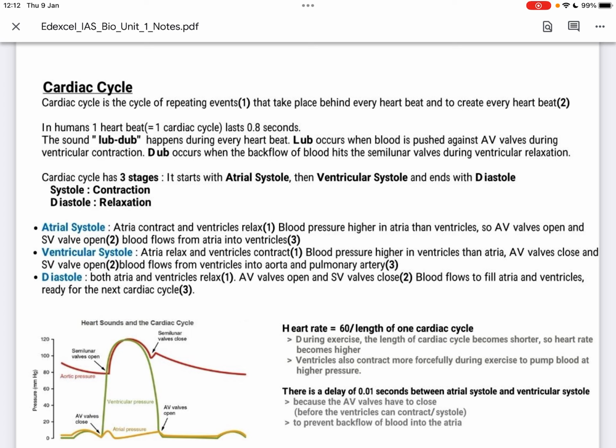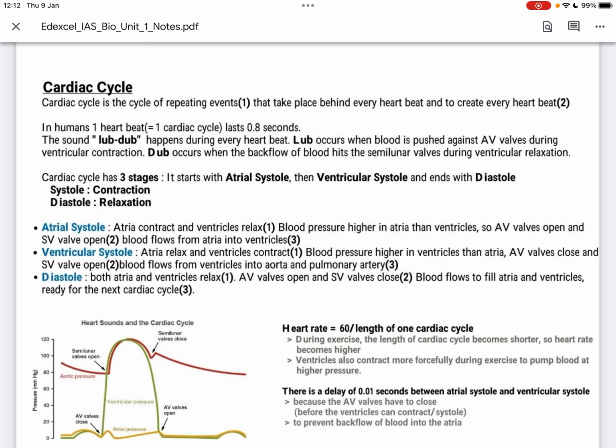So the atrial systole: atria contract and ventricles relax. Blood pressure is higher in the atria than the ventricles. So the AV valves open, and the atrioventricular and the semilunar valves open. Blood flows from atria into ventricles.